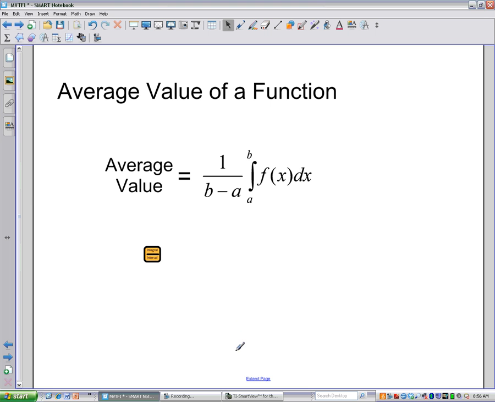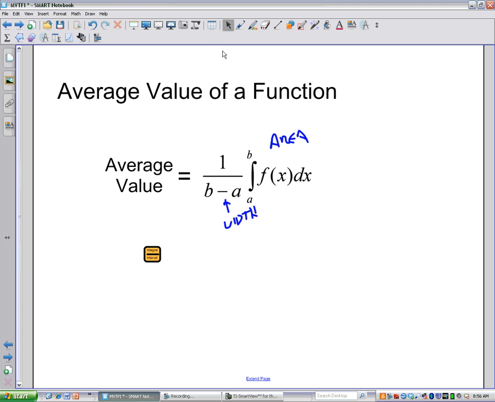Then there's this other thing called the average value. The average value is the integral, the area, divided by the width. Right? 1 over b minus a. b minus a is the width of my interval, so 1 over that is like dividing by the width. So basically, what I've got is the area divided by the width, and that gives me the height. So the average value is just the area divided by the width.